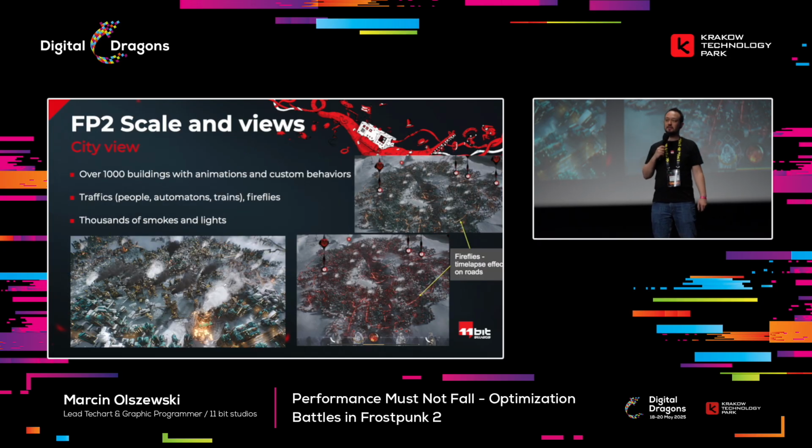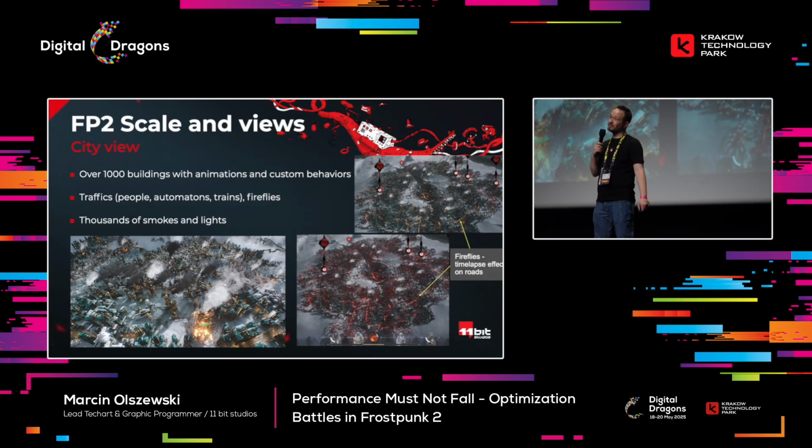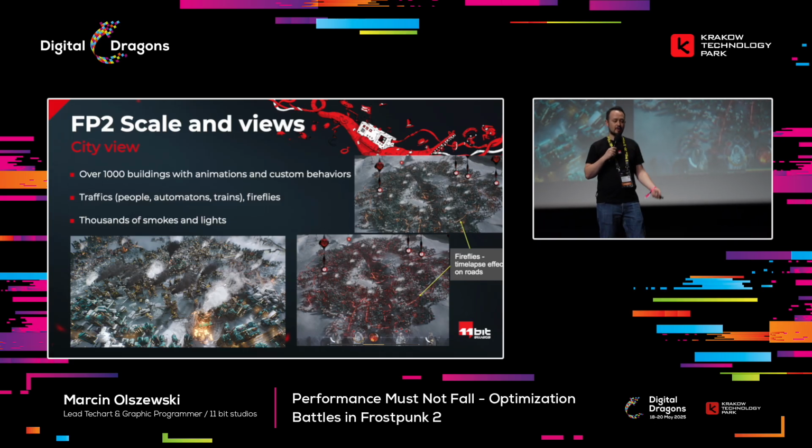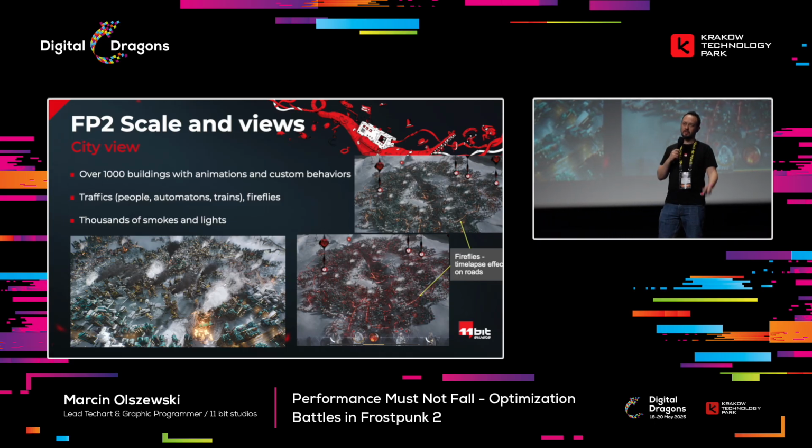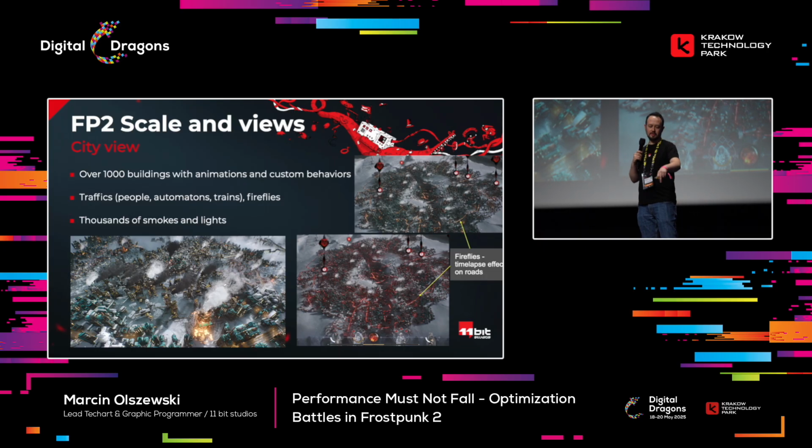And the city view. As I said, over 1,000 buildings for the mid to full city, with animations, with custom behaviors, with meltings, with smokes, generally a lot of things like traffic, which can contain people, automatons, trains, or fireflies. Fireflies are those time-lapse effects on the roads that are flickering and showing just traffic at high speed. And of course, we have thousands of smokes and lights, which is pretty heavy. At least it was before optimizations.